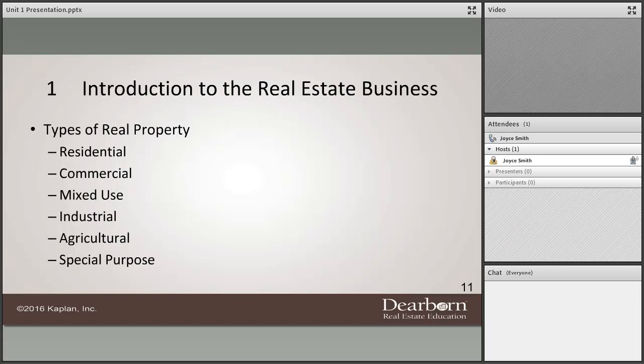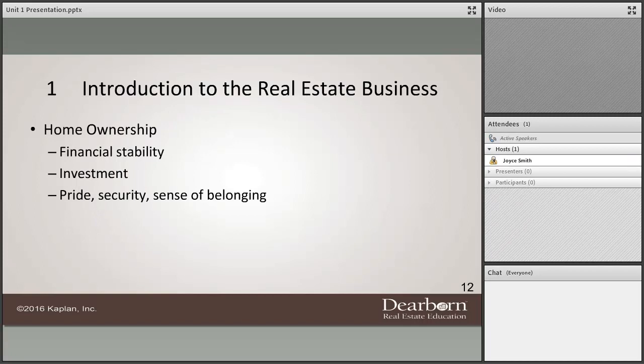And then ultimately, there's special purpose real estate. What is special purpose real estate? Well, it's schools, it's churches, it's buildings that are built for specific use. They can be changed, but more than anything, they're built for specific use, and therefore they would be called special purpose real estate.